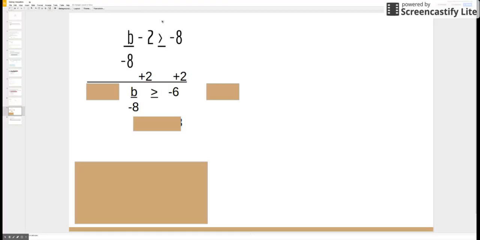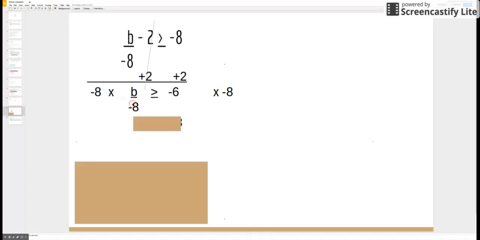This negative 2 plus 2 is going to cancel out, right? On this side, I'm left with b divided by negative 8 is greater than or equal to, well, negative 8 plus 2 is negative 6. Now, how do I get b by itself here? B divided by negative 8. I need to get b by itself, so the opposite of dividing by negative 8 is to multiply by negative 8. So that's what I'm going to do, is multiply both sides by negative 8.